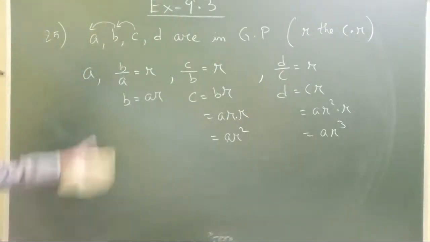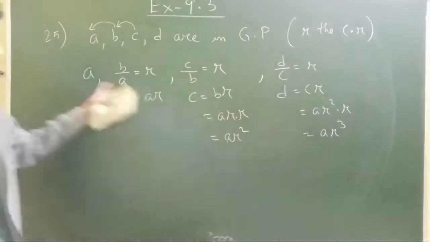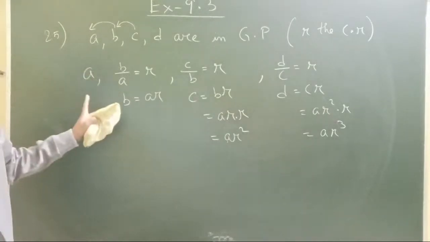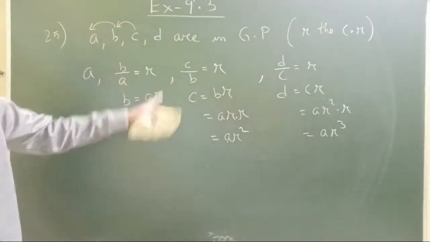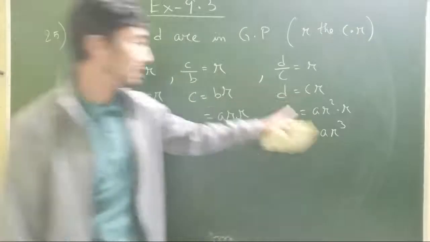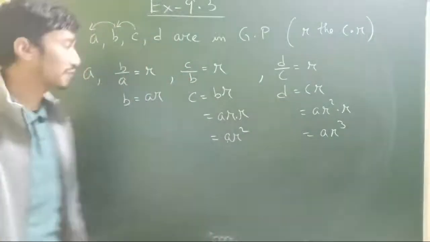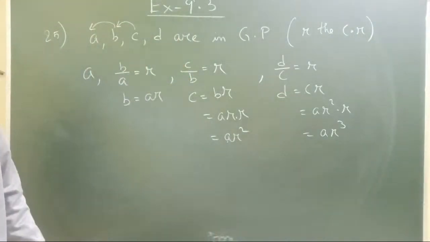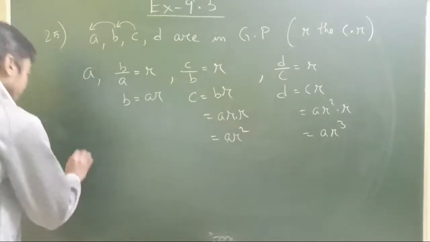So from there we get these conditions. That is, A is of course the first term, B is AR, C is AR square, D is AR cube. Done.